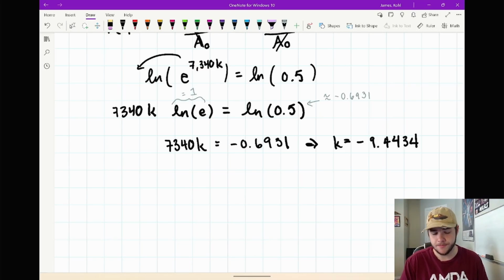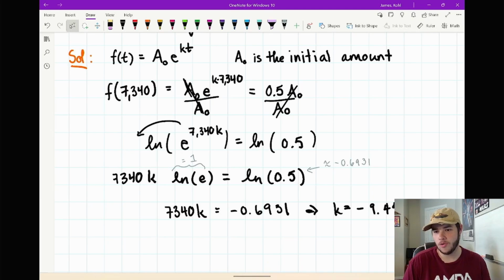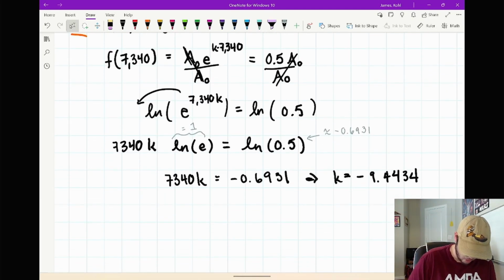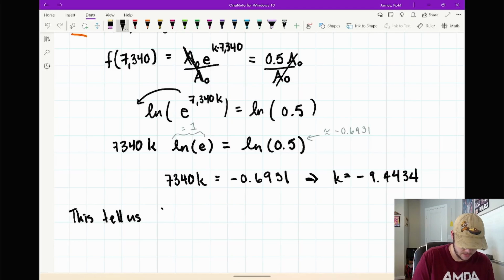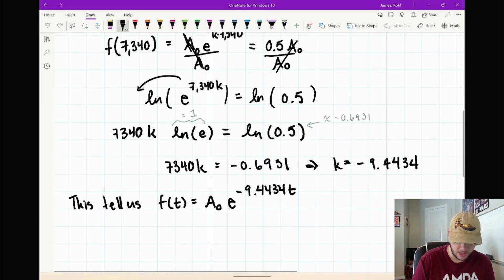Now, a quick forewarning. This is where I made a lot of mistakes as a student, which is that it felt like enough work, so I'd move on. But we haven't actually solved the problem. All we've done so far is fill in a blank in our formula. This tells us more information about the model. That f of t is equal to a naught e to the negative 9.4434 t, because now we actually know the value of k.